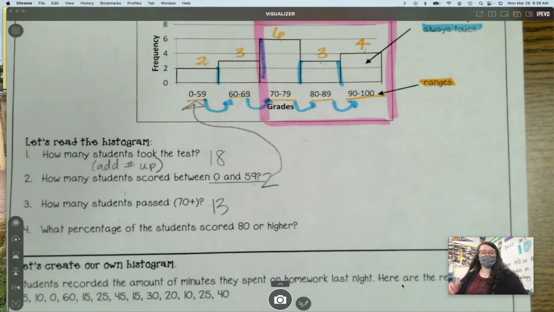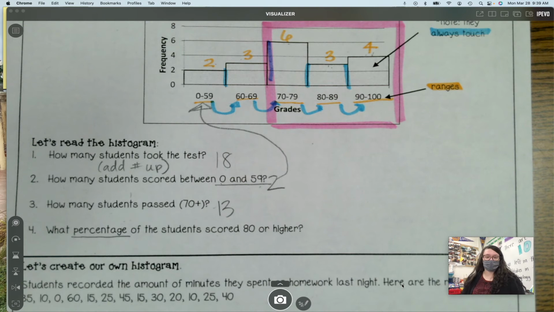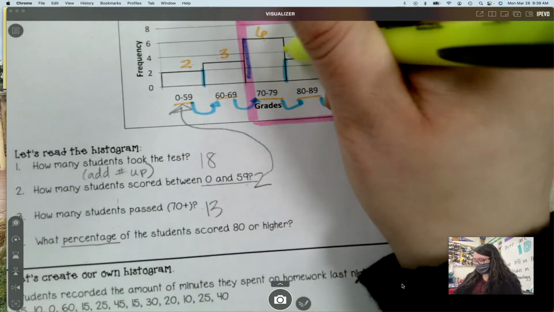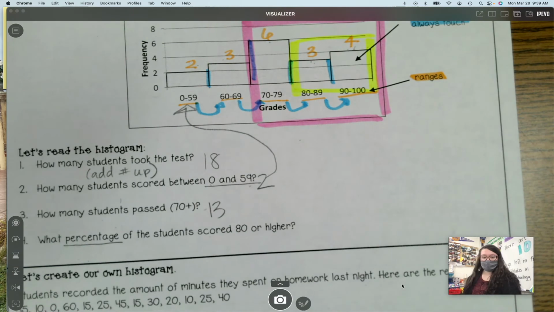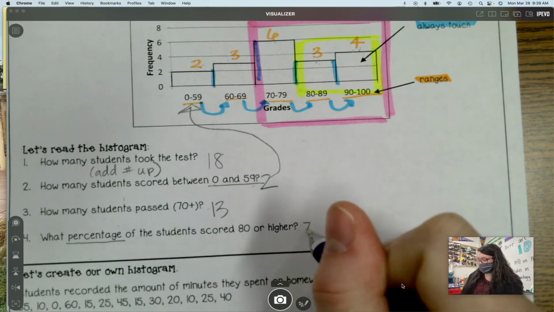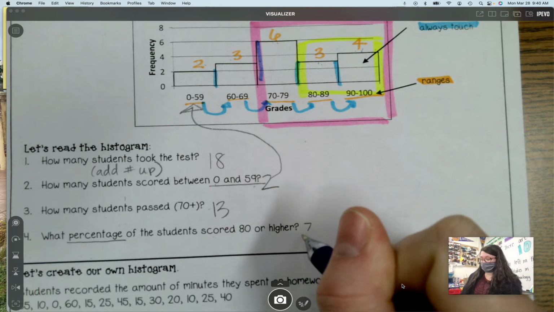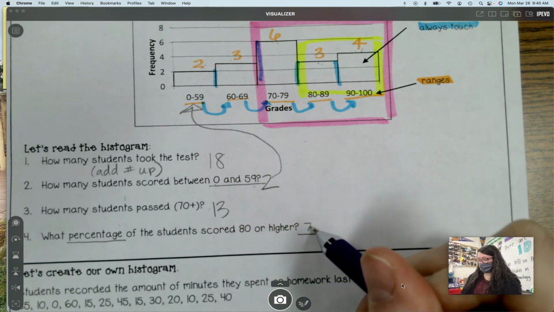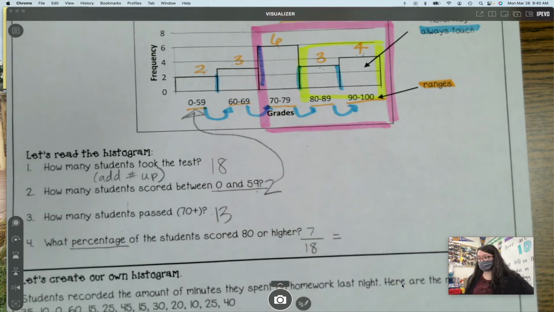And then this last one is probably the trickiest one. It says what percentage of the students scored an 80 or higher. So again, I'm only looking at a small little portion. I'm not looking at the whole thing, just my 80 or higher group. So that's 7 students. To make this into a percentage, I have to start with the fraction. So 7 out of the 18 students scored an 80% or higher.